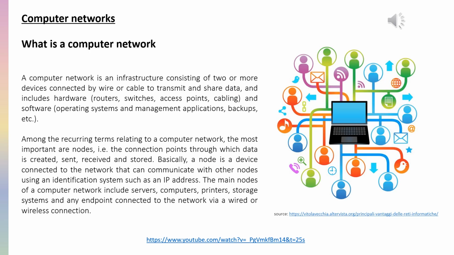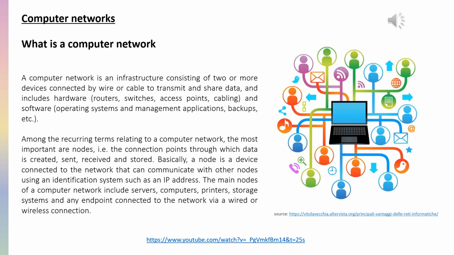Now we will introduce the topic of computer networks. What is a computer network? A computer network is an infrastructure consisting of two or more devices connected by wire or cable to transmit and share data, and includes hardware, router, switches, access points, cabling, and software, operating systems and management applications, backups, etc.